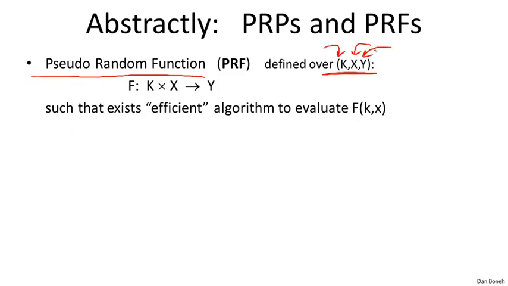And all it is basically a function that takes a key and an input as inputs and outputs some element in the output space. So it takes an element in K, an element in X, and outputs an element in Y. And the only requirement, essentially, is that there's an efficient way to evaluate the function. For functions, we're not requiring that they be invertible. We just need them to be evaluatable given the key and the input X.